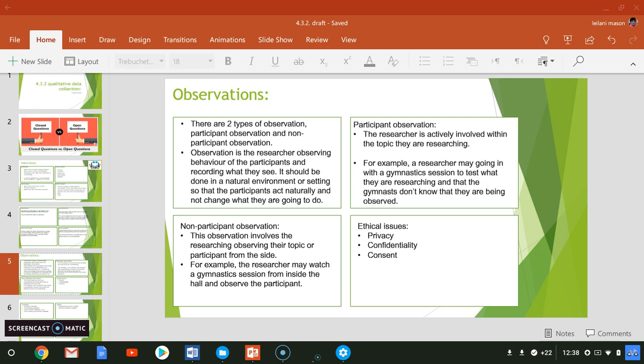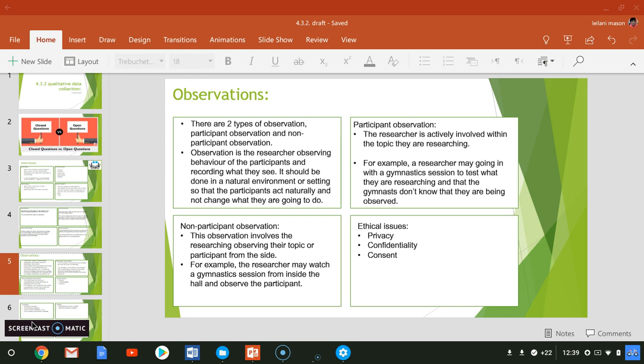It should be done in a natural environment or setting for the participant so they can naturally do what they're meant to be doing and not have any change on what they are doing. So for example, in gymnastics, the observer should observe the gymnast within their natural environment in their gym, so that the observer can get their full answers and the test be more valid and reliable. No manipulation, it should be descriptive only.